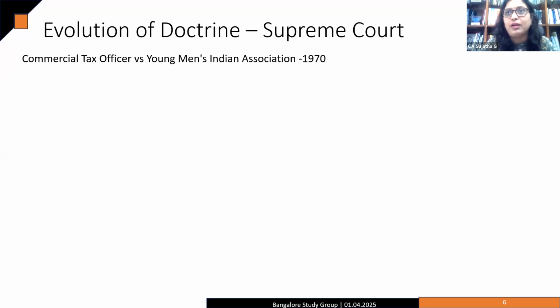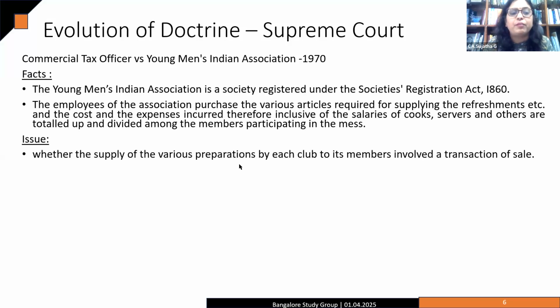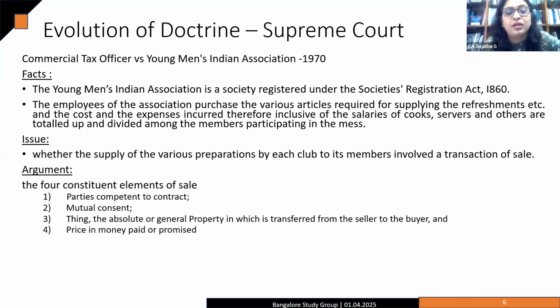Whatever that Bengal cotton mill was a High Court decision. Then I'm taking you through another Supreme Court decision, in the case of Young Men's India Association in the year 1970. That is also again a club, a collection of members. The funds were collected from the members and spent for the purpose of members. Then the issue brought before the authorities was that a supply of various preparations by each club to its members involved a transaction of sale. Whether the transaction is coming under the definition of sale.